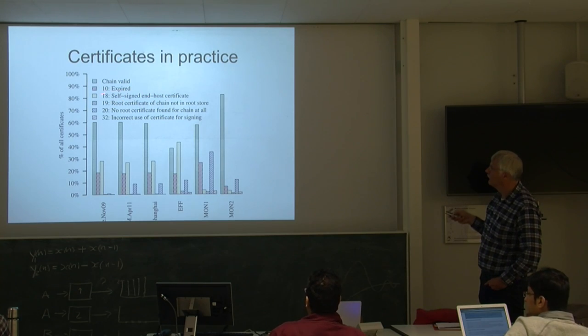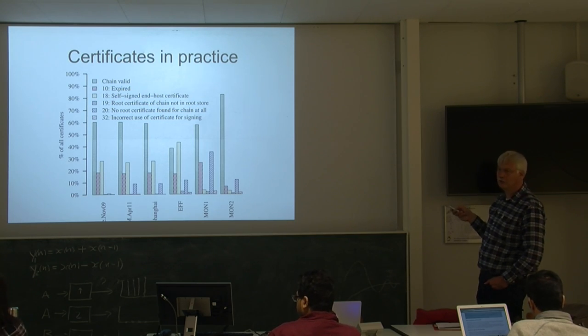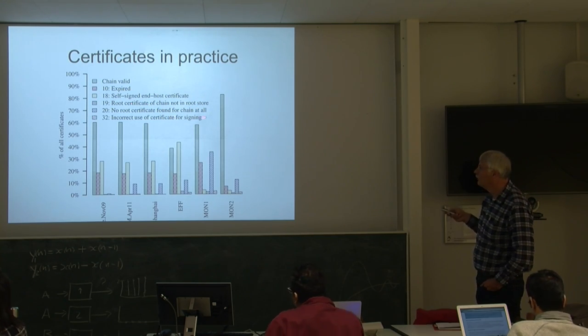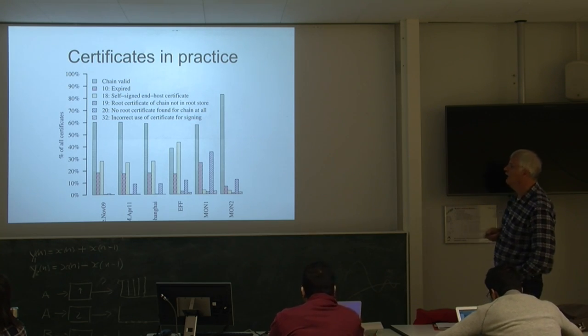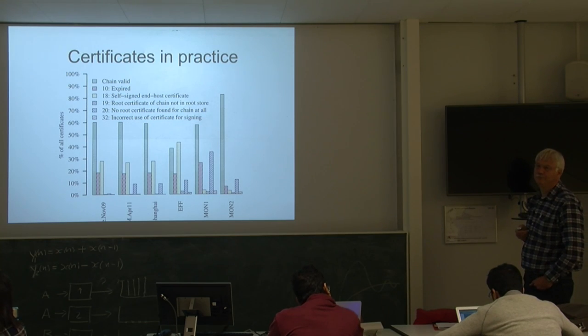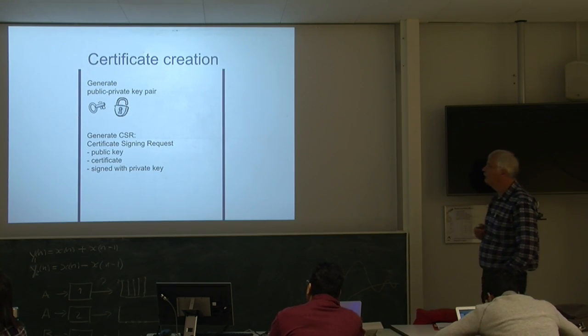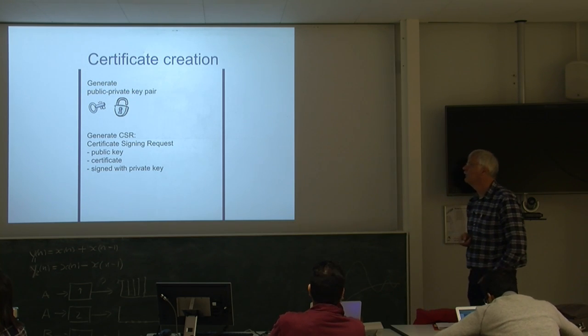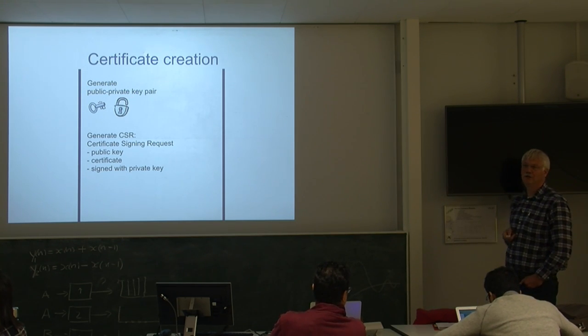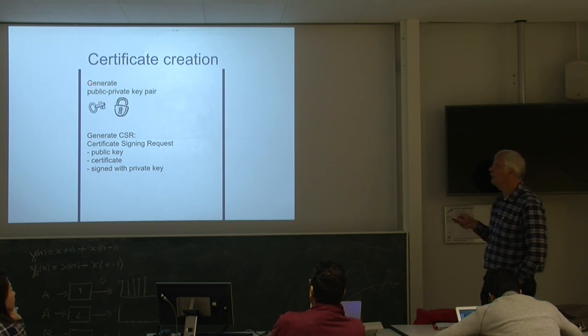What is more worrying is a couple of things: that the root certificate is not in the root store, or that there is no root certificate at all, or even other incorrect errors. So the landscape doesn't look too good, I would say. Good. How do you create one? Well, it's a piece of software that you run on your Linux machine, or whatever, where you generate a certificate, and by that you create the public and the private key. Of course, the private key should never be shared. What should you do with such a private key?